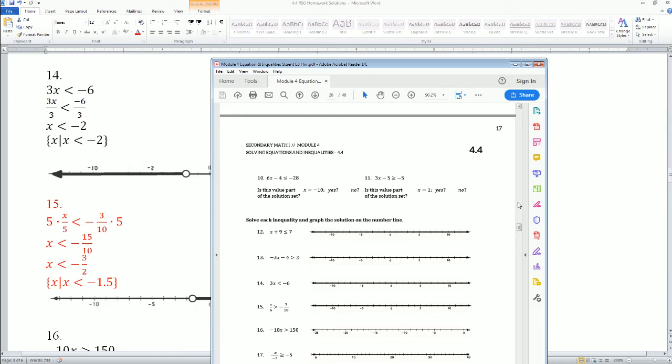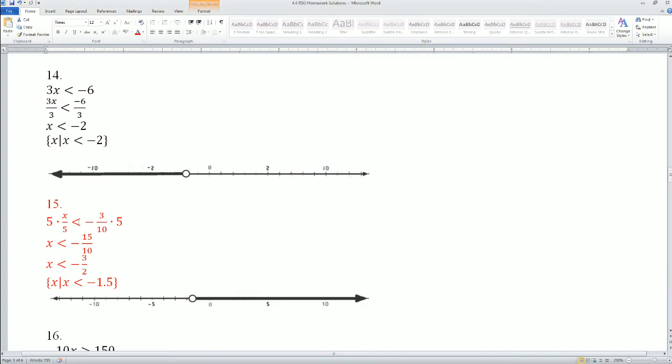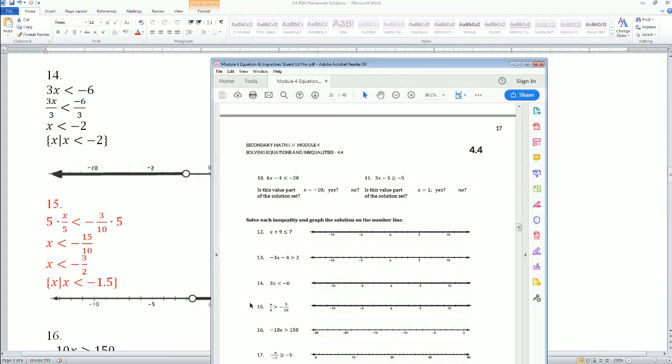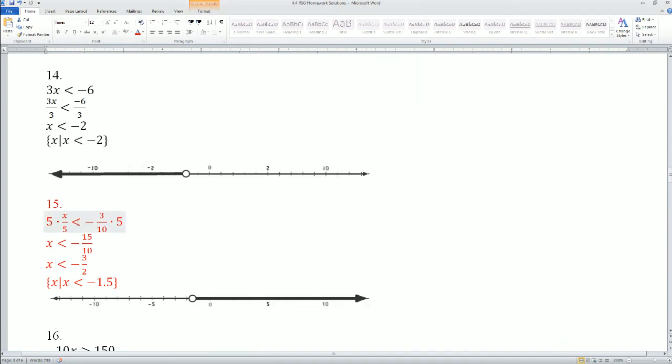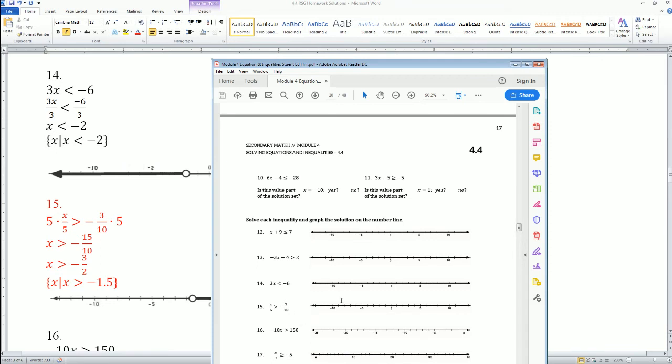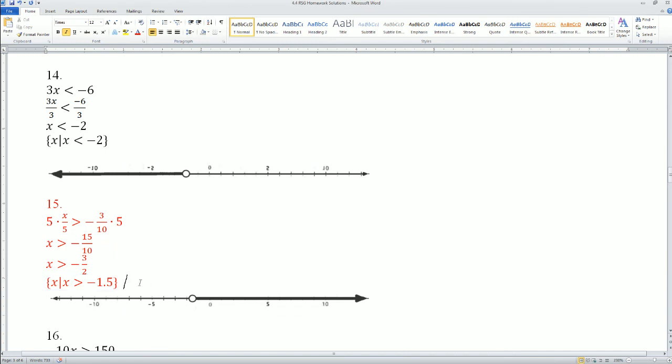Okay, so 15, you multiply, right here, by 5 on both sides. I do not flip the inequality. Oh, I copied down the problem wrong. The inequality was always pointing this way. That's why I got it wrong. I copied down the problem wrong. So it was always like this. Because look, that was the original question. That's why it was going to the right. Makes more sense now. So that would be your valid answer.